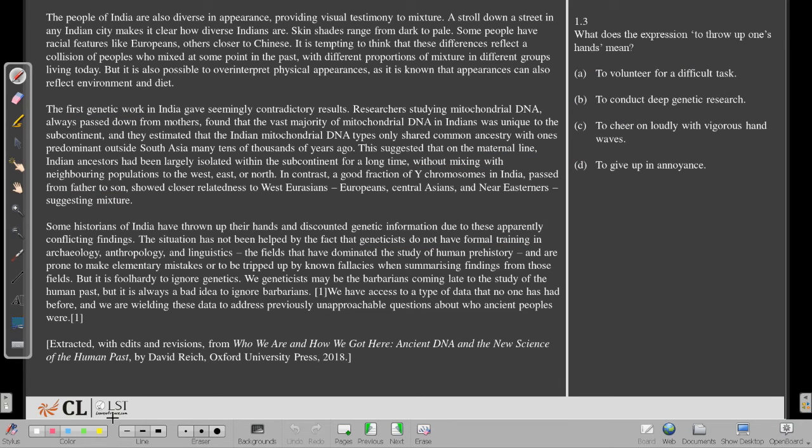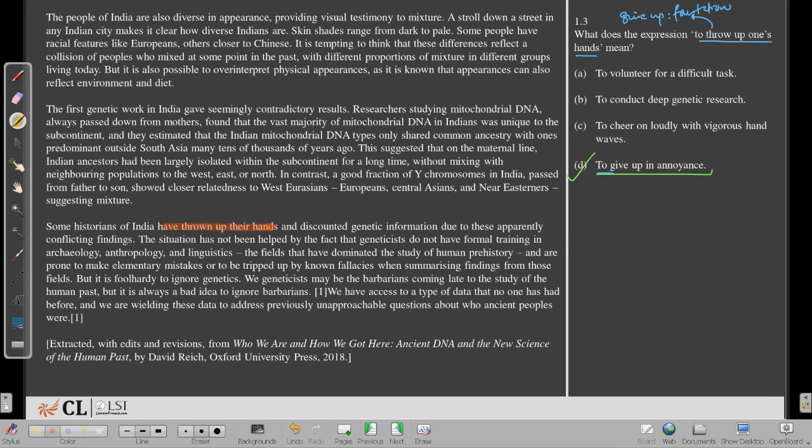Let's look at 1.3. The expression, to throw up one's hands, means. If you know the meaning of the expression to throw up one's hands, it is like you're frustrated. You're almost giving up because of the frustration that you have. If you know that, you say that to give up in annoyance would be the right answer choice to that question. Now, even if for some reason you don't know the meaning of the expression, you can have a look at it in its place here.